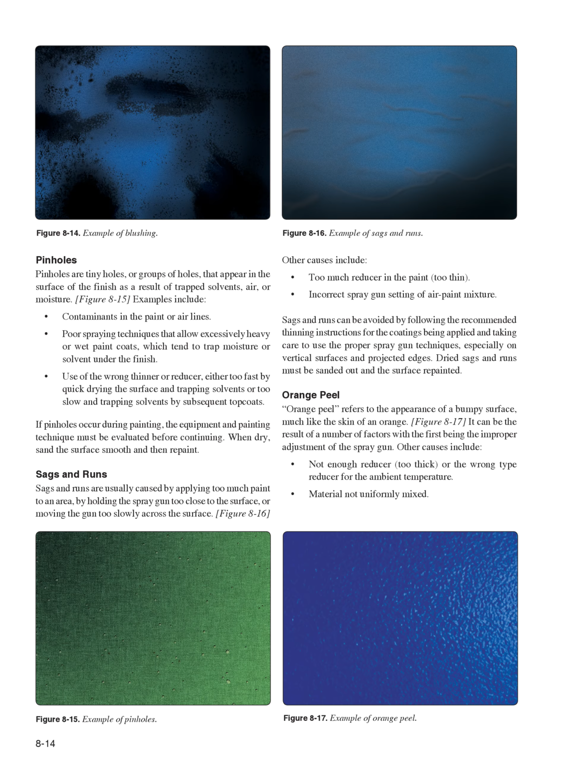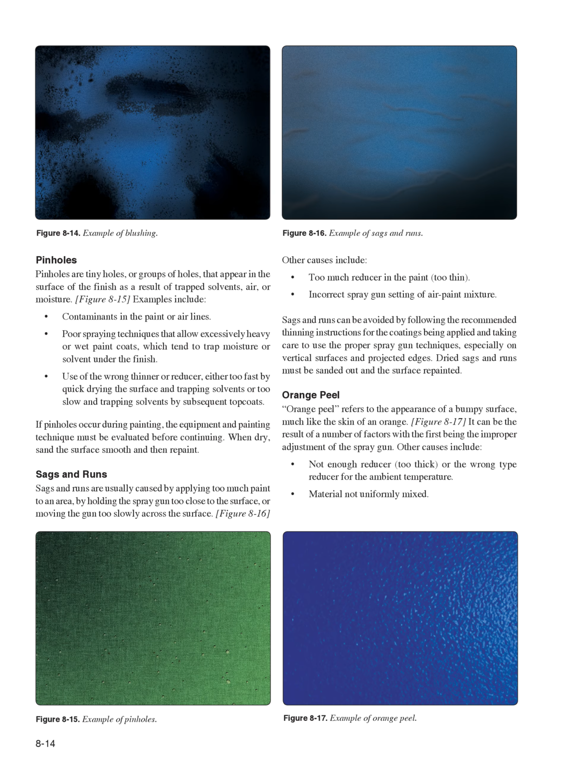Sags and runs are usually caused by applying too much paint to an area, by holding the spray gun too close to the surface, or moving the gun too slowly across the surface. Figure 8.16, other causes include too much reducer in the paint, too thin, and incorrect spray gun setting of the air paint mixture. Sags and runs can be avoided by following the recommended thinning instructions for the coatings being applied and taking care to use the proper spray gun techniques, especially on vertical surfaces and projected edges. Dried sags and runs must be sanded out and the surface repainted.